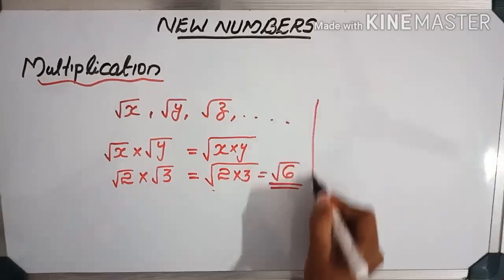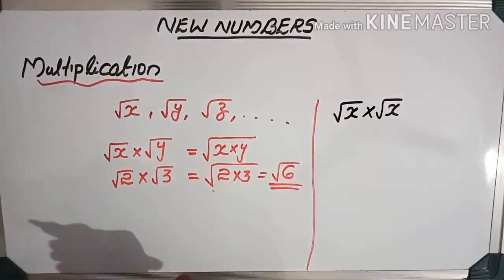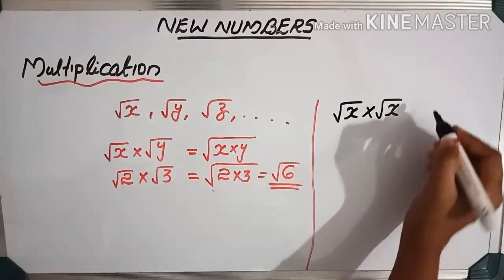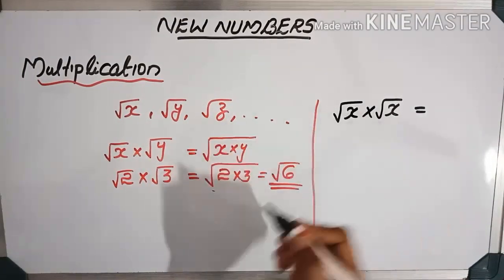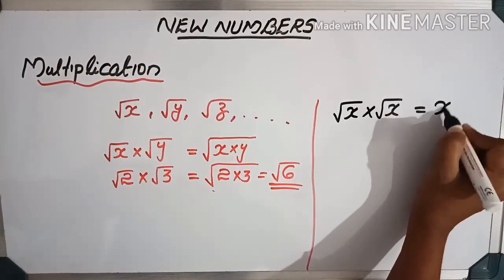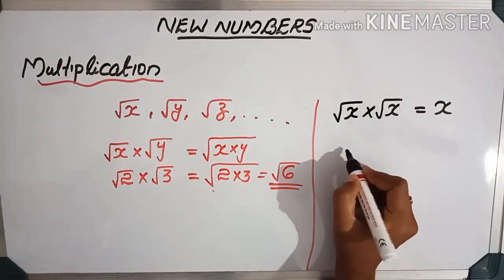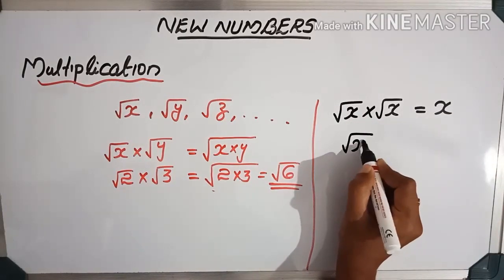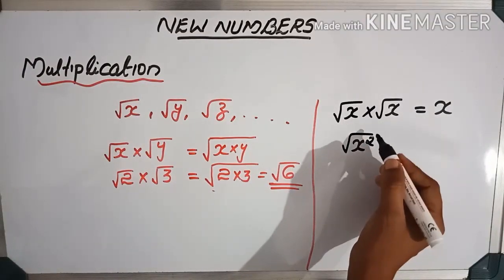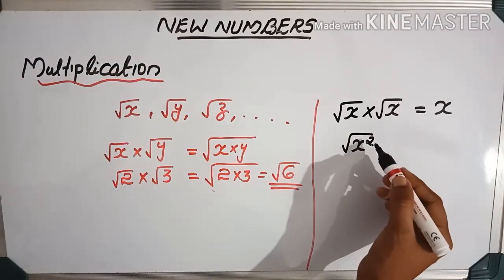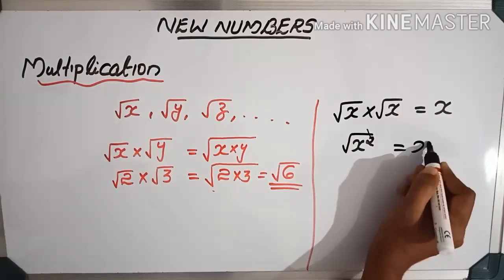Now suppose the numbers are like this: root x into root x. Here you can see that both are the same numbers, x and x. In this case, the answer will be x itself, because root x into root x means root of x square. I already told you that root and square, if they come together, we can cancel them and write the answer as x itself.